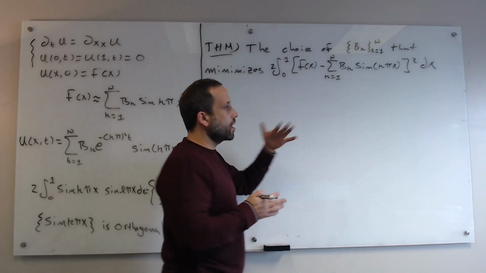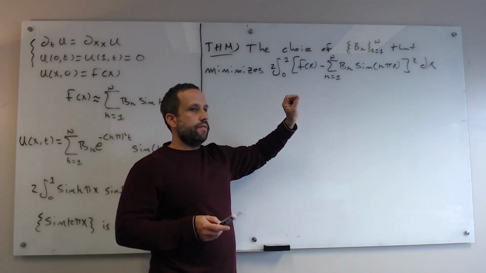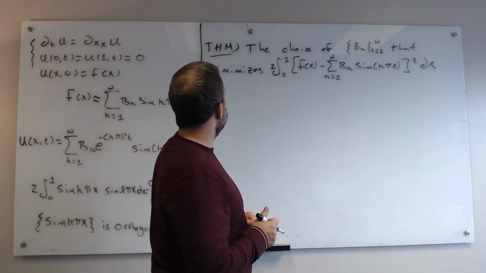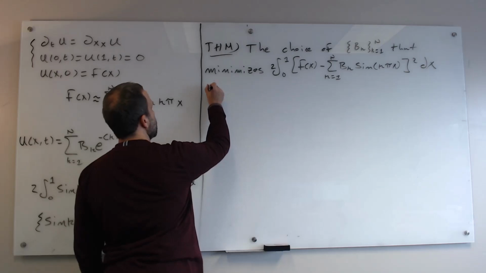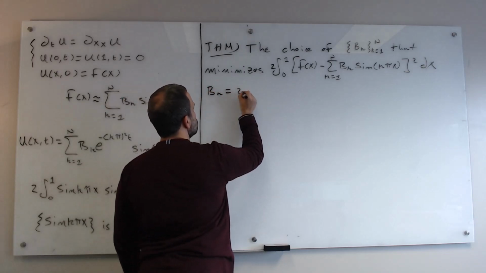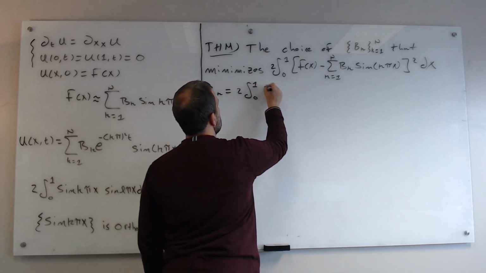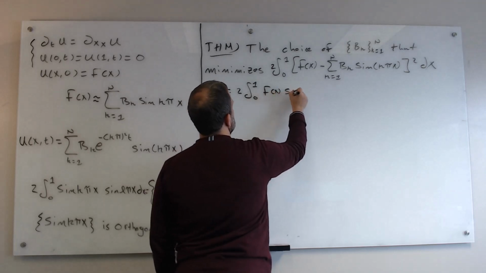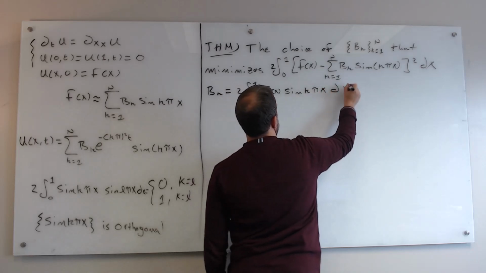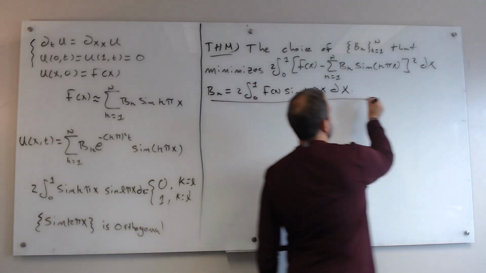Okay, and by close, this is how I'm measuring closeness, right? This is just a generalization of the magnitude of a vector in Euclidean space. The choice of bk that minimizes this is bk equal to 2 times the integral from 0 to 1 of f of x sine k pi x dx. Okay, so I want to prove why this is true.